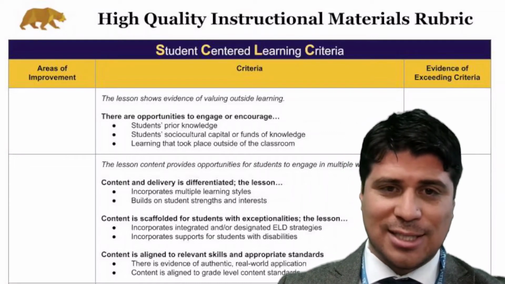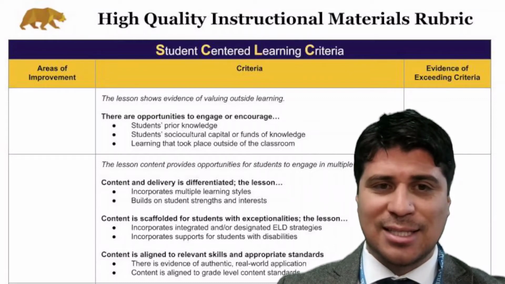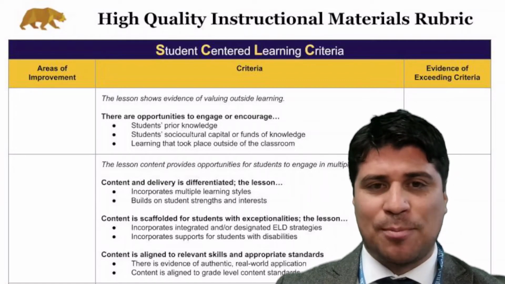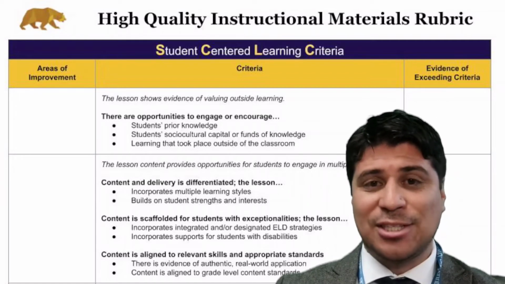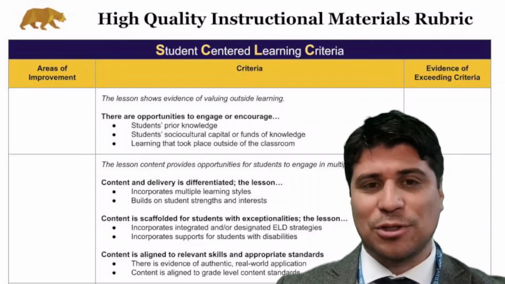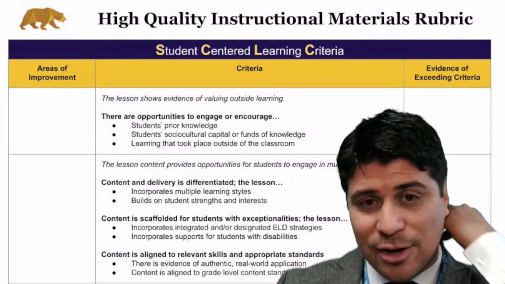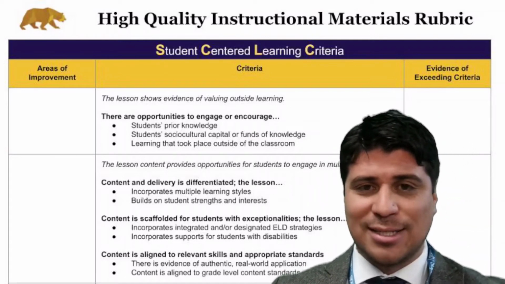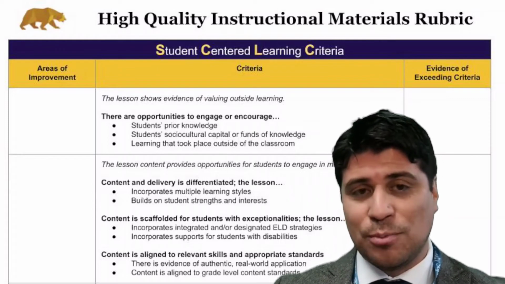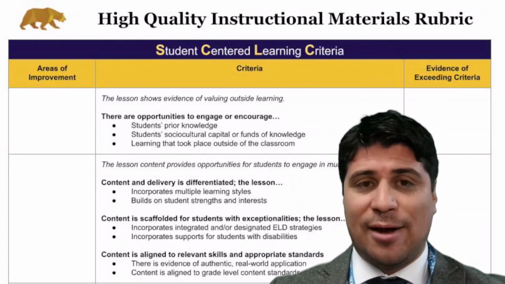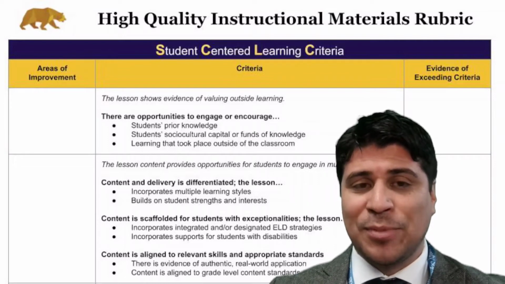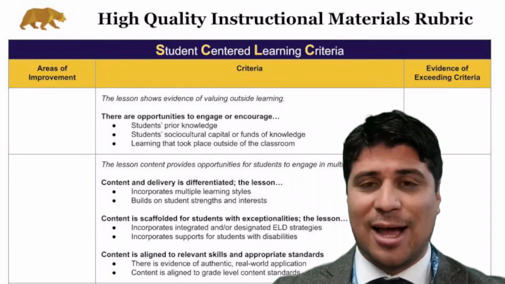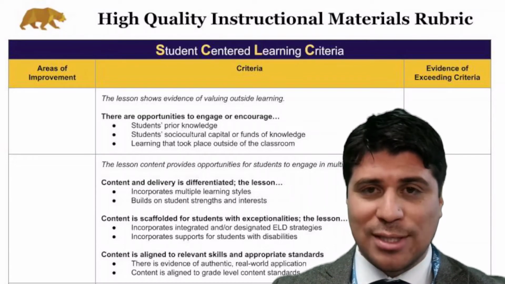The next one says content is scaffolded for students with exceptionalities. The lesson incorporates integrated and/or designated ELD strategies, incorporates supports for students with disabilities. It needs to include at least one of those bullets. And then finally, the third one says there is evidence of authentic real-world application. Content is aligned to grade level content standards. It needs to meet one of those 2 bullets. So the person who submits a lesson needs to have all 3 of those headings, and those headings are satisfied with one of the bullets underneath.